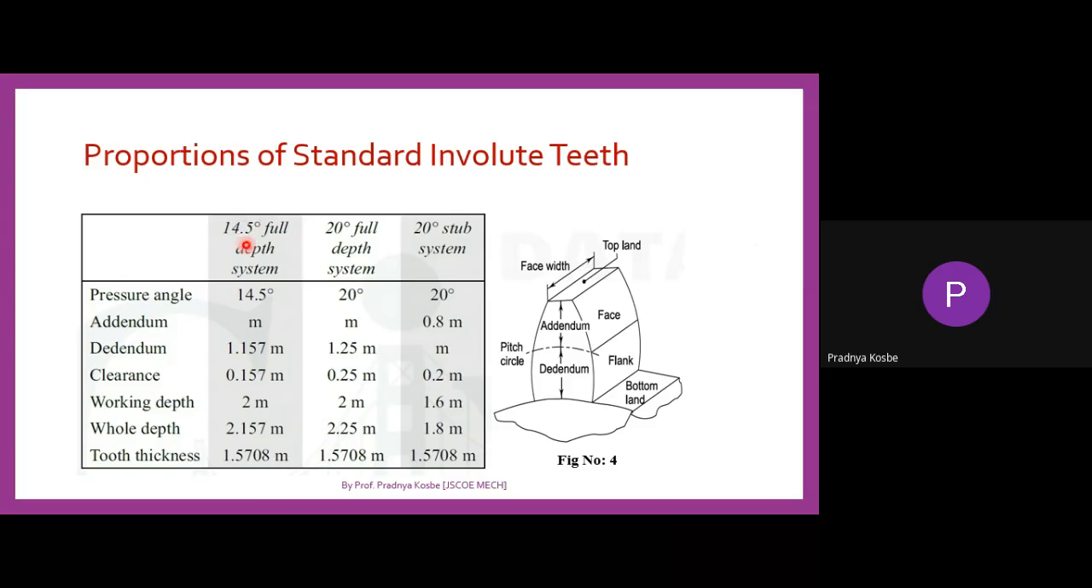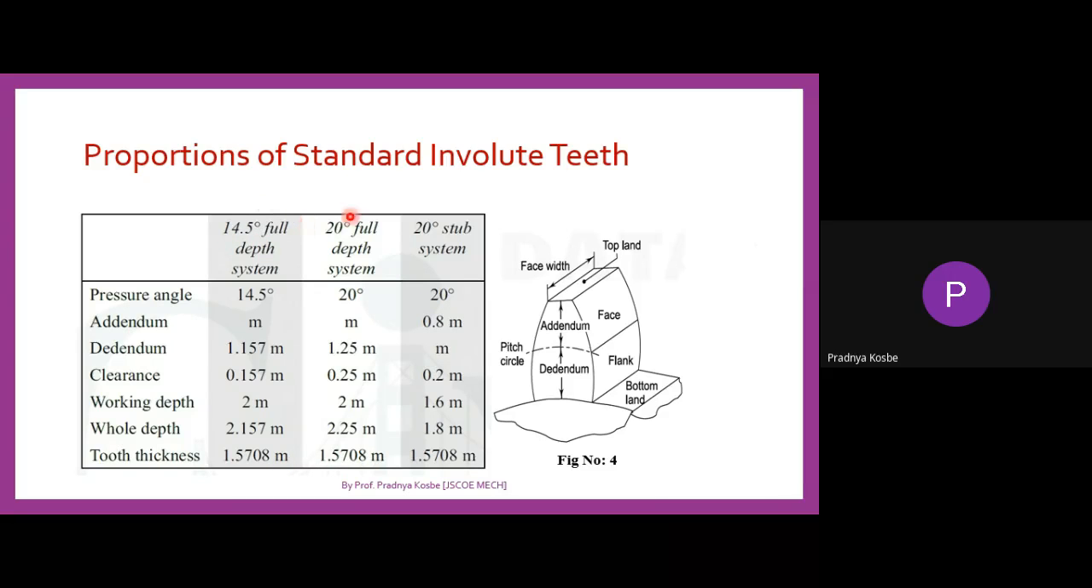So for these three systems, pressure angle 14.5, 20 degree and 20 degree stub, the addendum is equal to the standard module, or one module, for 14 and a half and 20 degree full depth systems, and for the 20 degree stub it is 0.8 m. Dedendum is 1.157 m, 1.25 m and m. Clearance, then working depth, whole depth and tooth thickness are given.